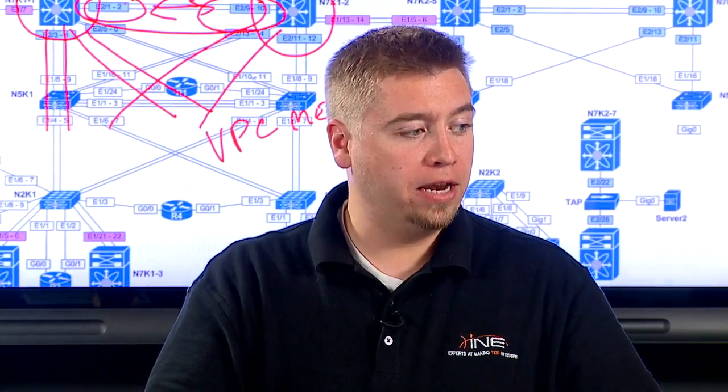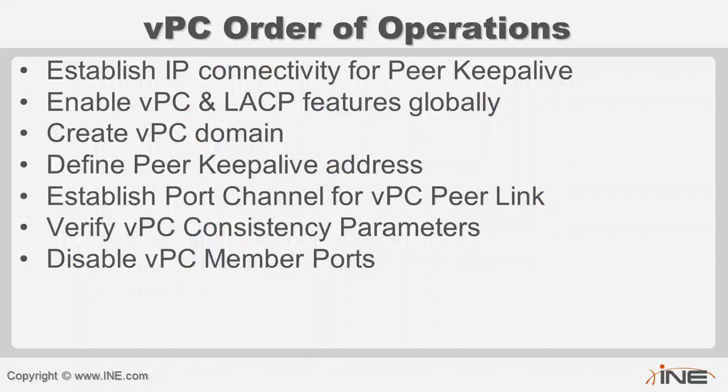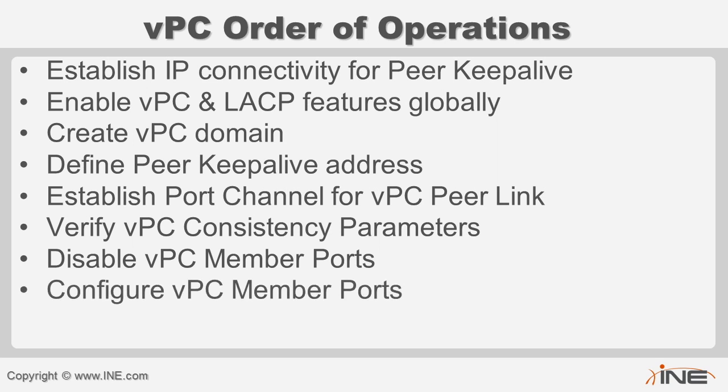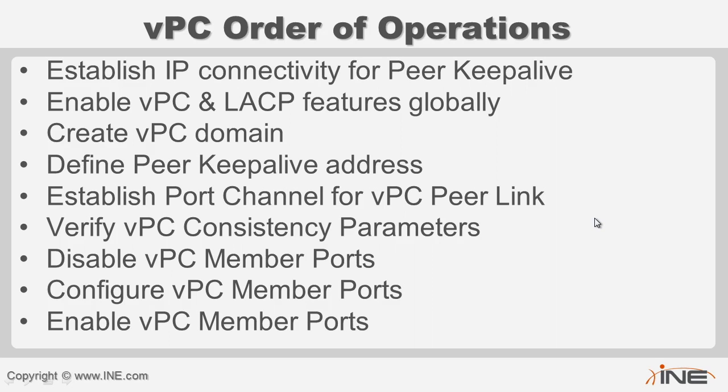Okay, the final step then is we're actually going to apply the member ports. This is where we're going to go into the data plane down towards the final destination. So ideally, you would shut down the links that go to the members. You would then apply the VPC to the member ports, and then you would bring the member ports back up.